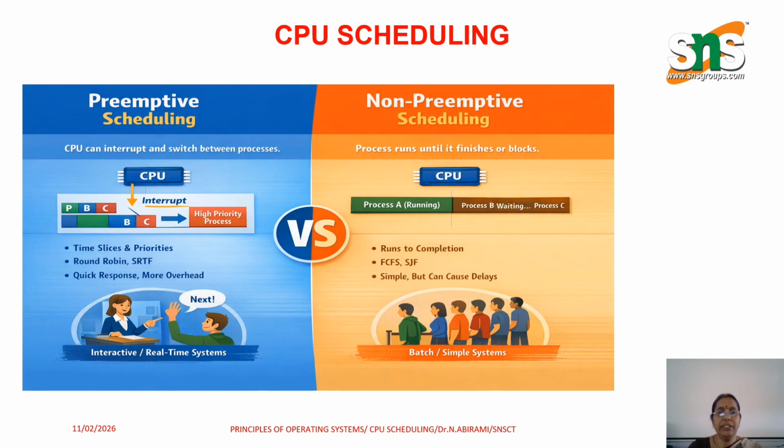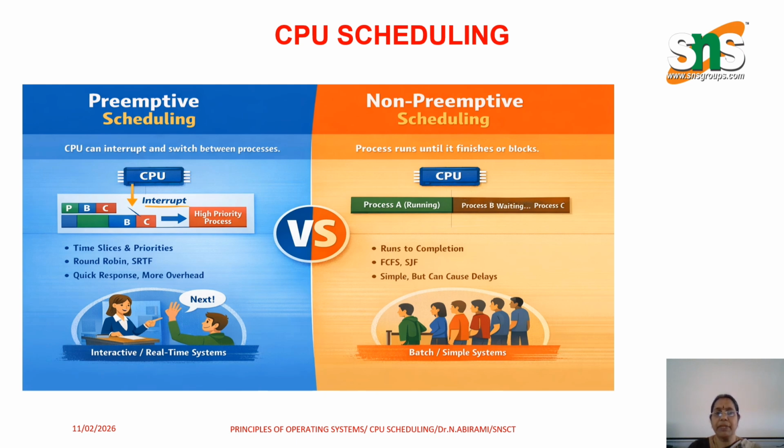However, this can lead to poor responsiveness, as shorter or more urgent tasks may have to wait for longer tasks to finish, thereby causing delays in what we call the convoy effect. Algorithms such as first come first serve, shortest job first, and non-preemptive priority scheduling follow this approach. Overall, preemptive scheduling is preferred for interactive environments, while non-preemptive scheduling is preferred where we have a batch system.